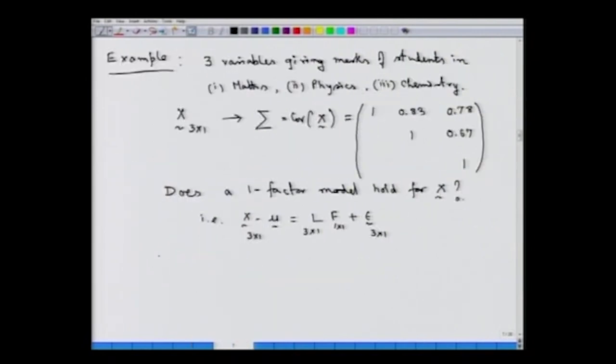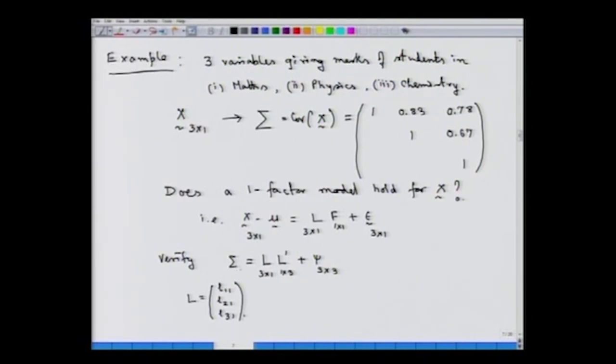So, we are going to verify whether sigma is conformable to such a representation, where sigma equals L L dash plus psi, which is a matrix. Here L is 3 by 1, L dash is 1 by 3, and psi is a 3 by 3 diagonal matrix. So this L is L 11, L 21, L 31.